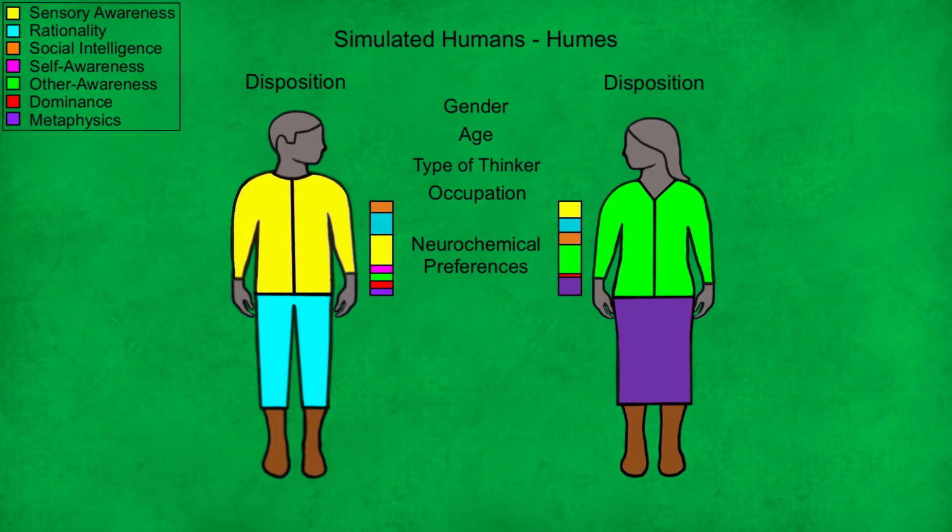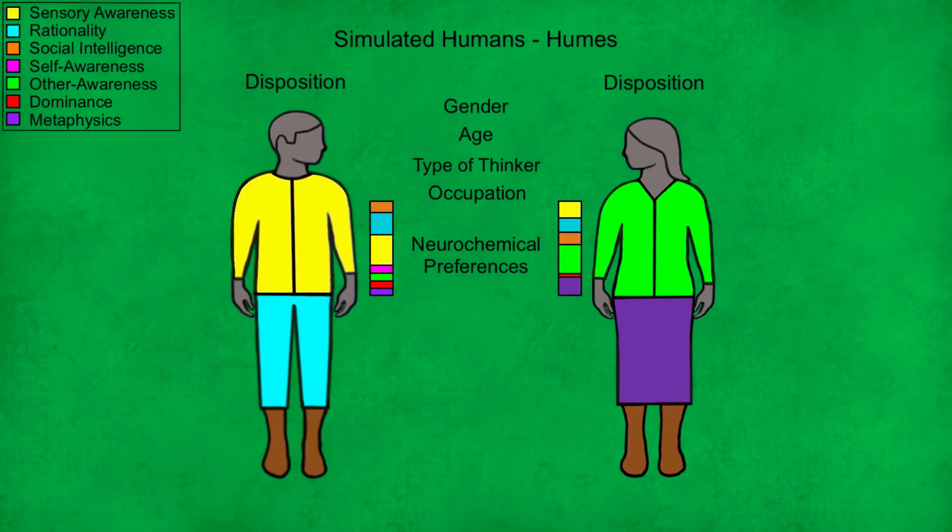So just as all real humans have a unique disposition that is formed by the areas of our brains we prefer to use and stimulate on a daily basis, so too do each of these simulated humans. So for this particular hume, the area of his brain that he has a first preference to stimulate is sensory awareness, represented by yellow, and his second brain preference is rationality, represented by blue. And for this other hume, her first brain preference is other awareness, in green, and her second preference is metaphysics, in purple.